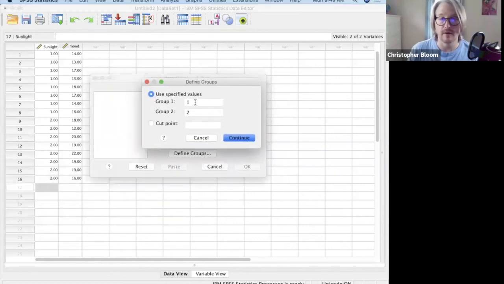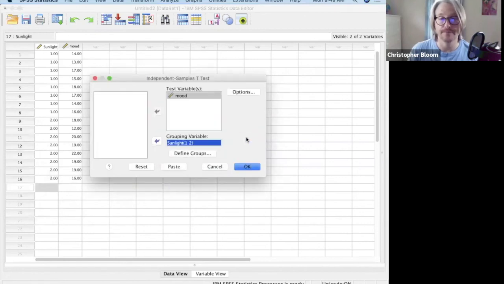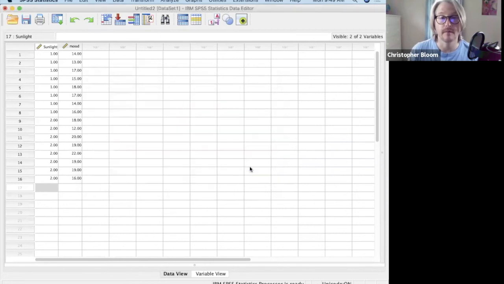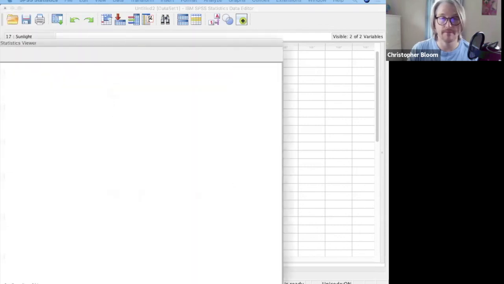And you can see that I've already done this. We made group 1, 1, and group 2, 2. Click continue. Now those numbers fill in there. Then we simply click OK. And when we click OK, my data went to the other screen. Hang on just one sec, as I'll lift it up there for you.